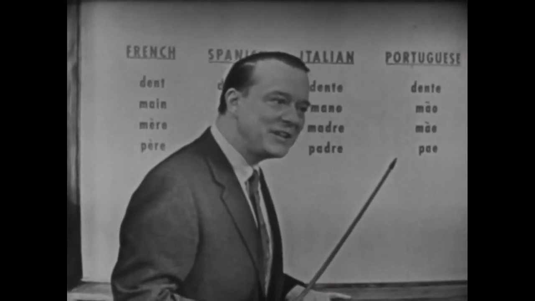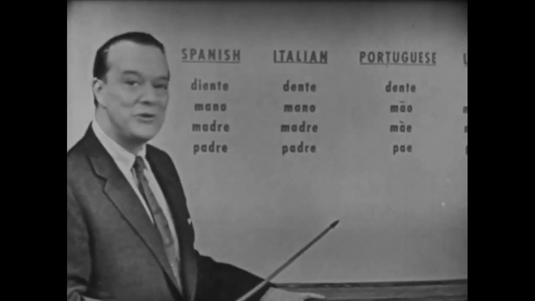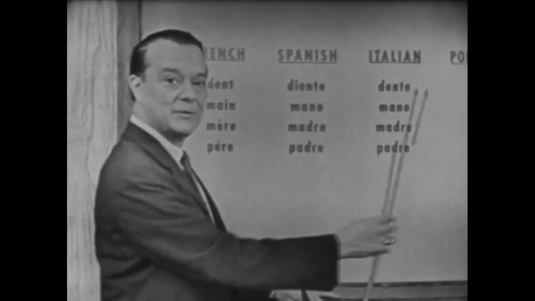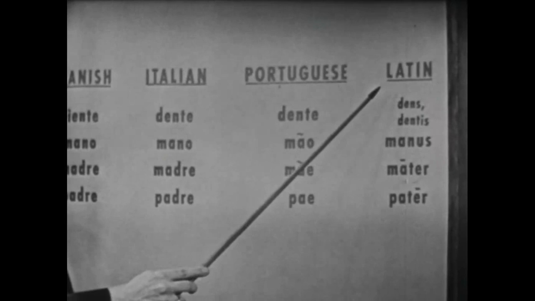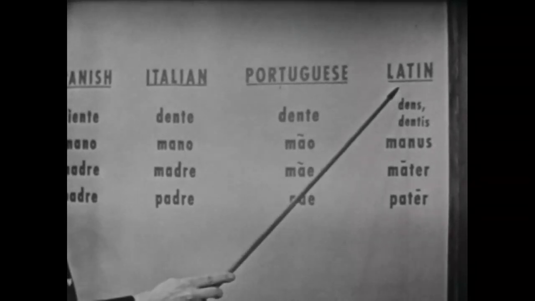Now, here is the thing that we knew. Scholars knew that all of the Romance languages came from Latin. In other words, it was known historically that it was Latin that was the parent of all of these languages. Now, here are the words in Latin.